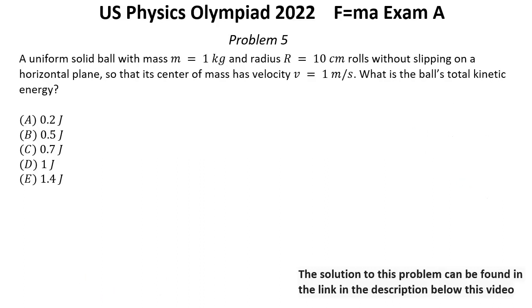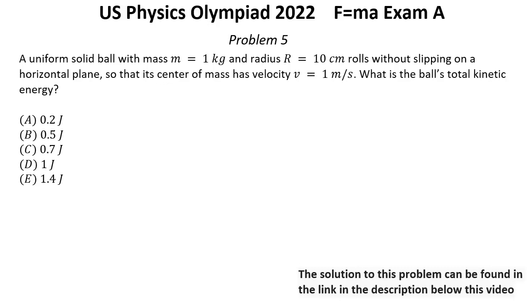Problem number 5. A uniform solid ball with mass m equals 1 kg and radius equal to 10 centimeters rolls without slipping on a horizontal plane so that its center of mass has velocity v equals 1 meter per second. What is the ball's total kinetic energy?